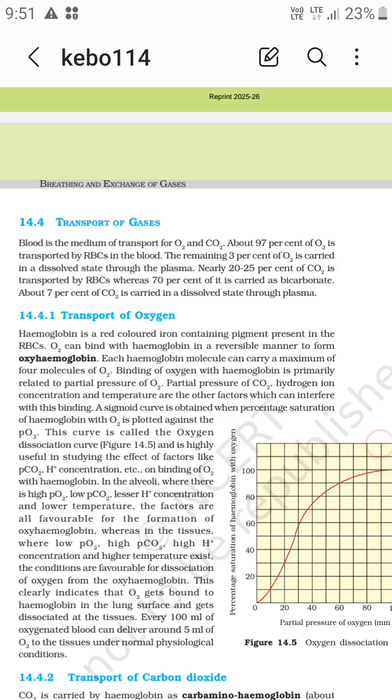Now the transport of gases. Blood is the medium of transport for O2 and CO2.